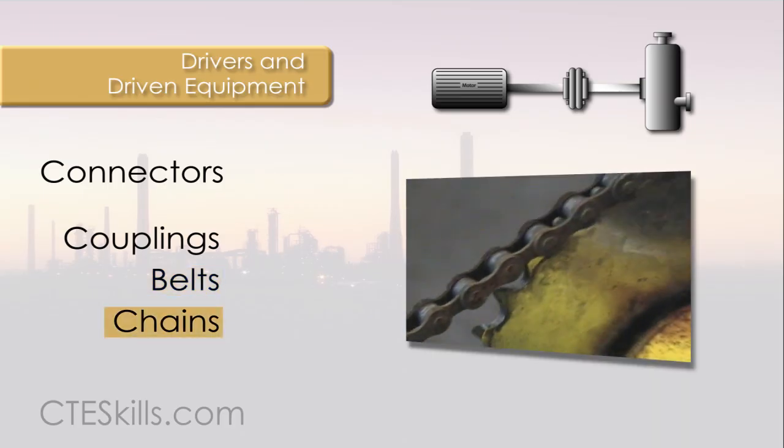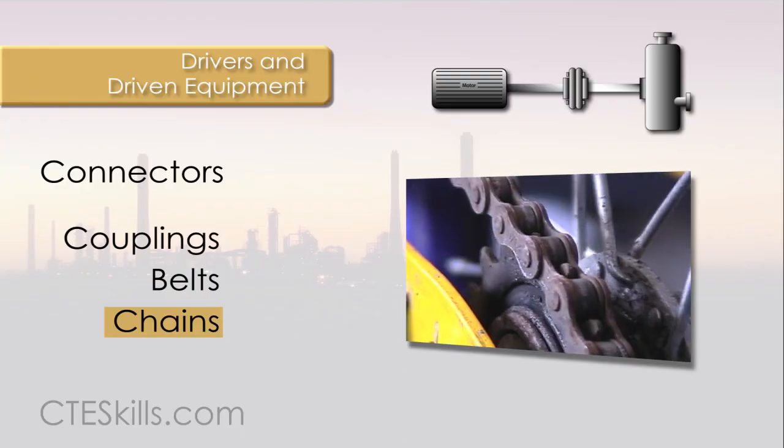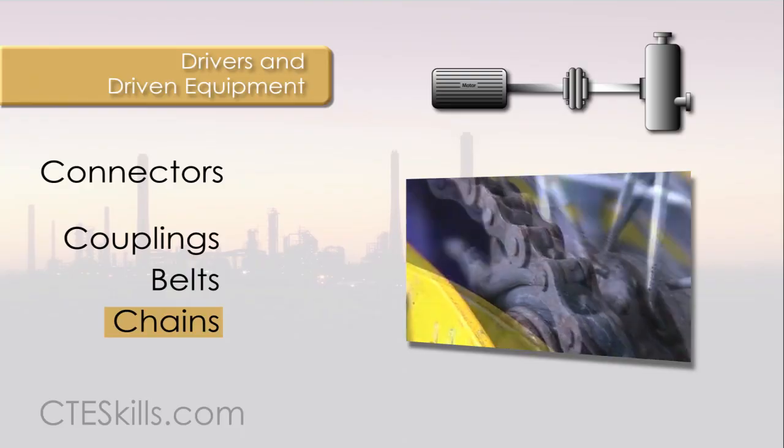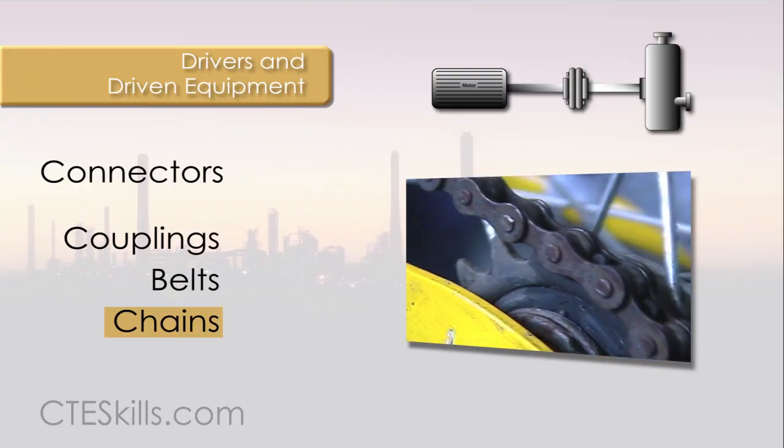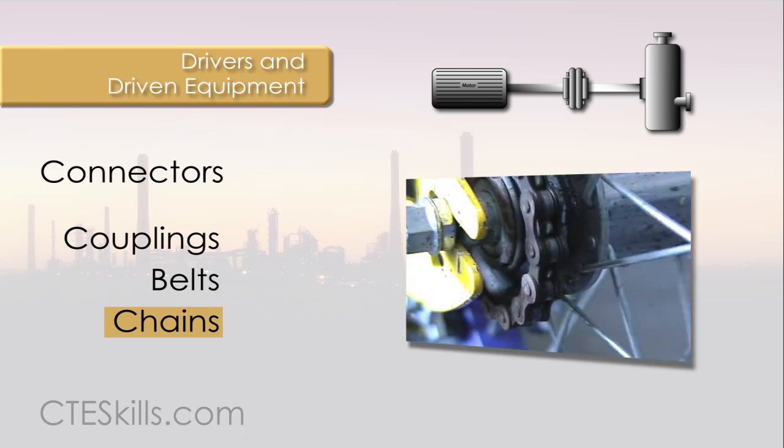Chains are quite similar to belts, but operate on a series of sprocket wheels instead of a pulley. With chains, slippage is less likely, which makes them ideal for low speeds and high torque.